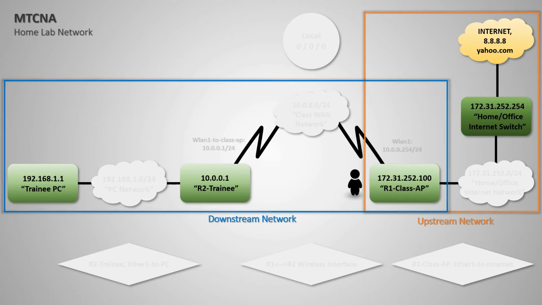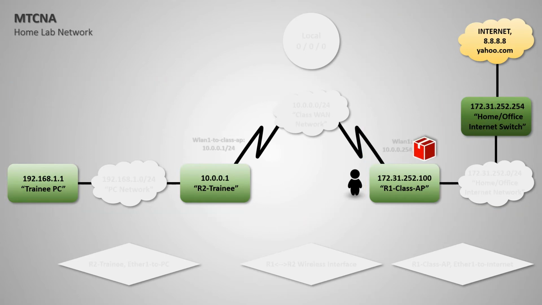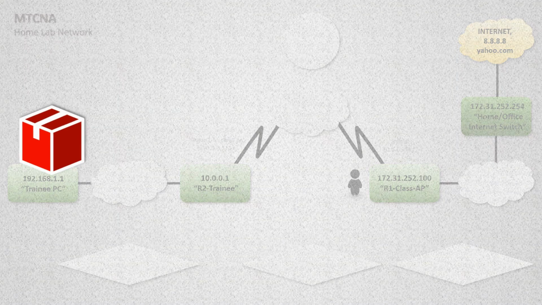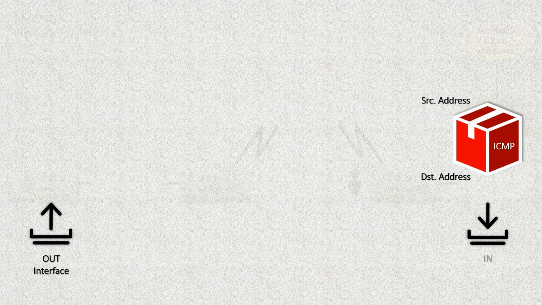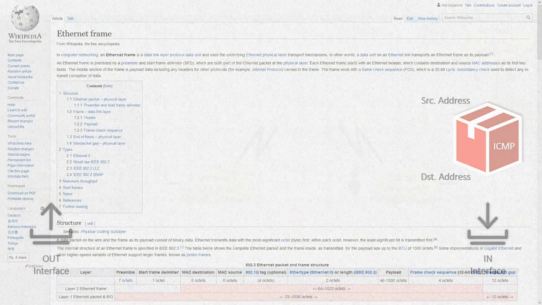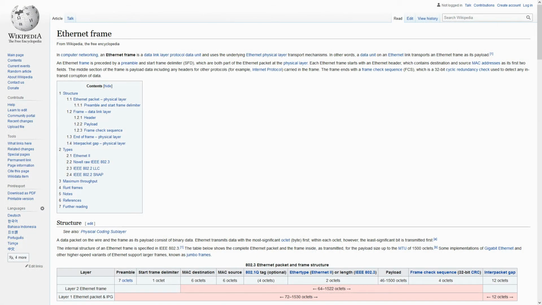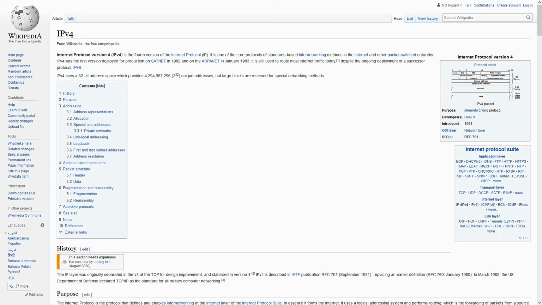When using ping, we'll be sending a number of packets to each IP host to see what type of echo message we receive in return. It is important to note that each of these ping packets, using ICMP as its protocol, has a source address and a destination address. Also, each ping packet exits your source device from the out interface and reaches your target device through its in interface. To learn more about ping packets, look up the topics Ethernet frame and IPv4 on the internet.